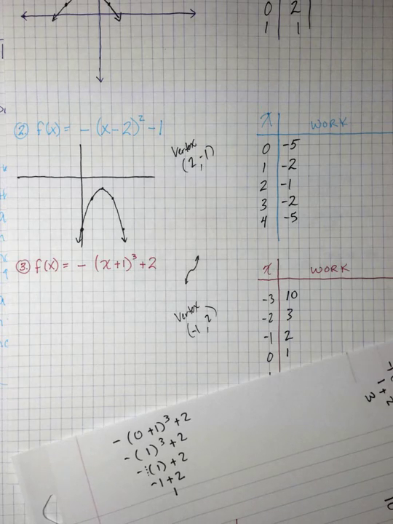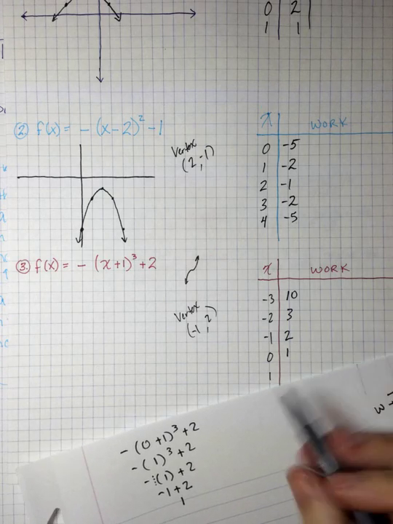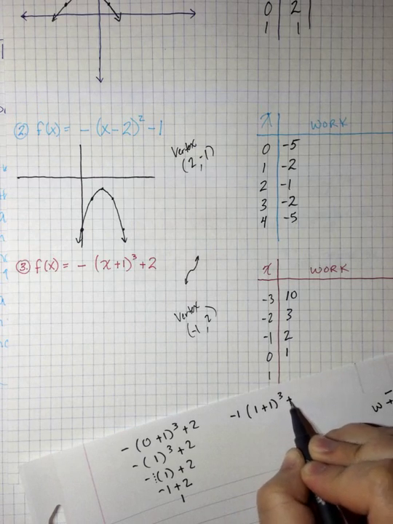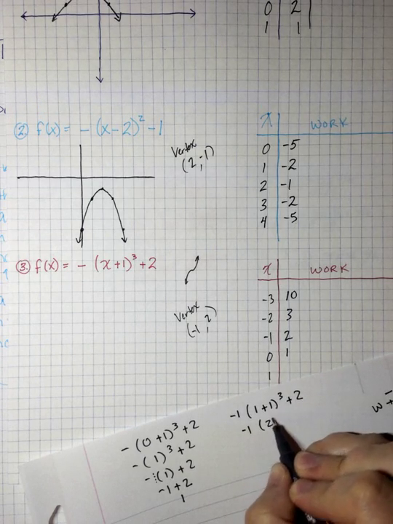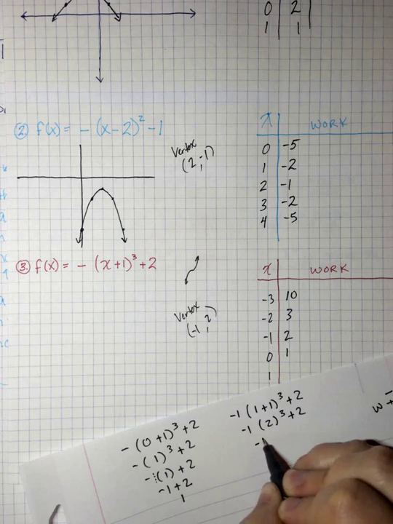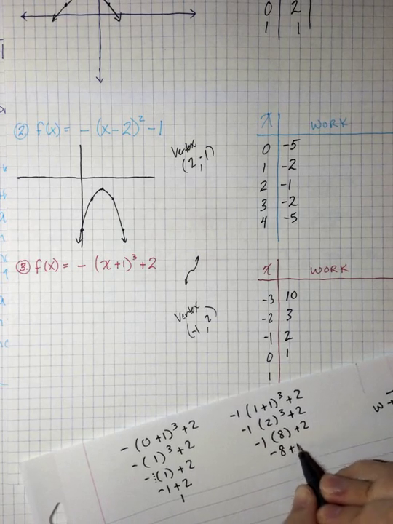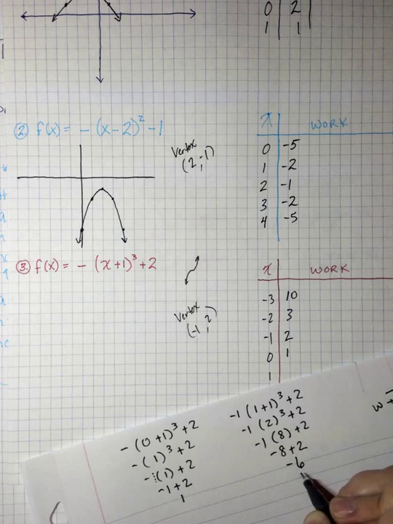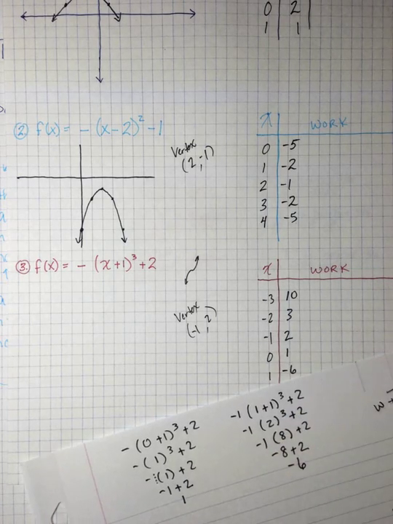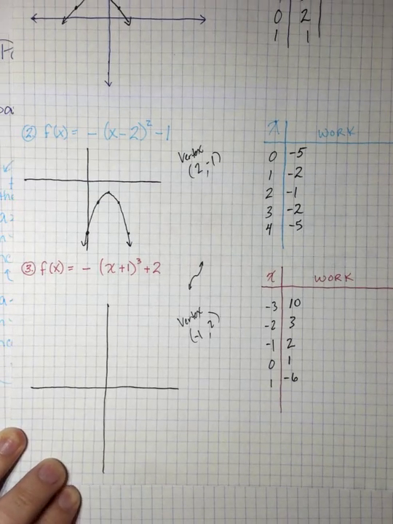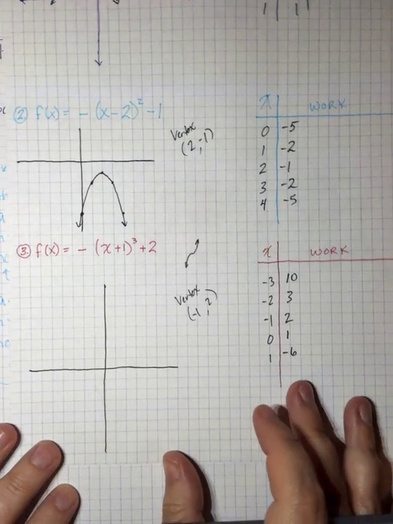My last number I'm plugging in is that 1. So let's do some simple math again here. 1 plus 1 gives me a 2. 2 cubed we said was 8. 8 times a negative 1 gives me a negative 8. And then add 2 to get your negative 6. As we're going to plot these points here on the graph I just drew.